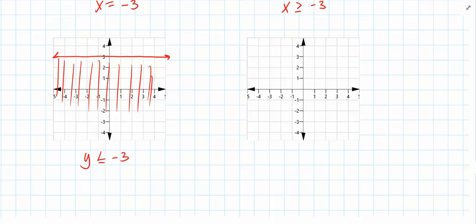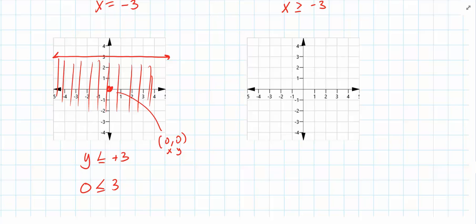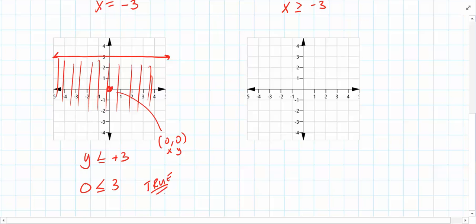Anybody know why it's less than? Well, let's say, for an example, what if I took a point over here? This point's called the origin, right? That's the point 0, 0. So that's x and then y. So if I were to test this against my inequality, I would have 0 is less than or equal to +3. So is that a true statement? Is 0 less than 3, you guys? True or false? True. That's totally true, right? So we're looking for true statements when we take a test point to shade our inequalities, right?